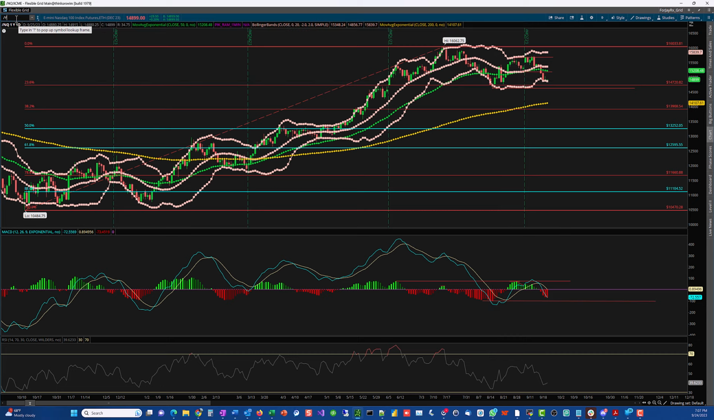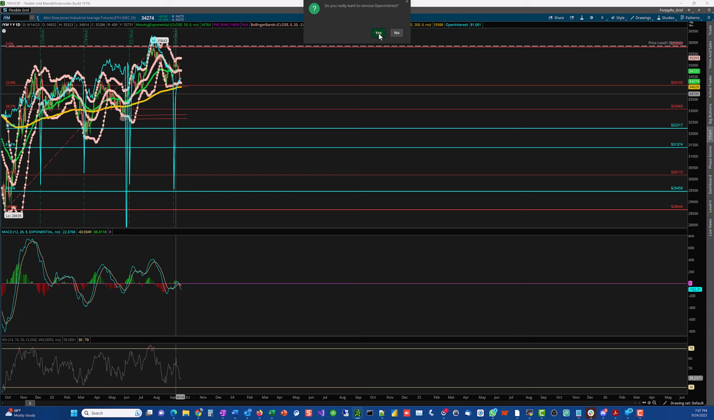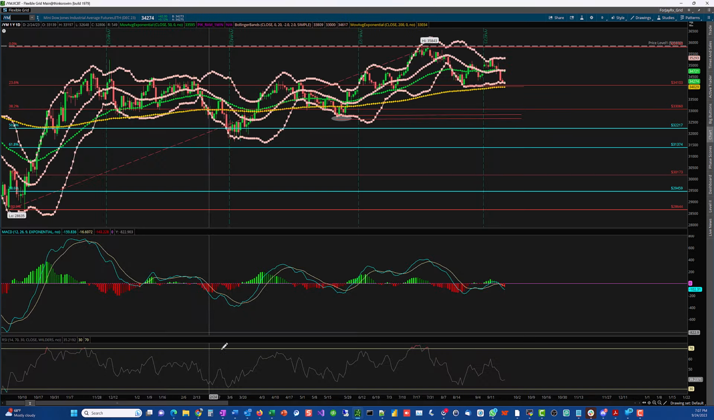Let's take a look at the Dow. So the Dow, let me move all of this. I don't like to put the open interest in there. All right, so let's see what we got here. Similar situation. The last few days, we were looking at the 50-day as well as the mid band, trying to hold it. It didn't. It broke down below that, and now it's at the lower band.